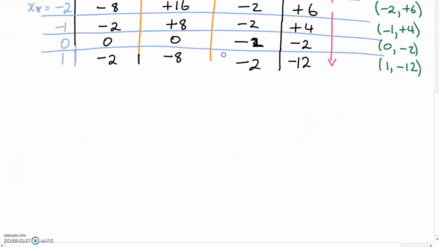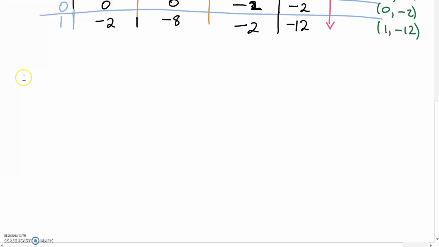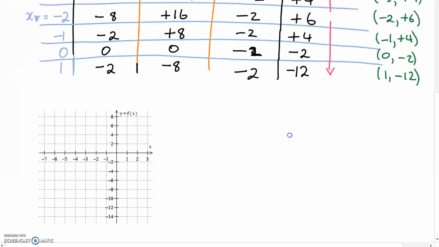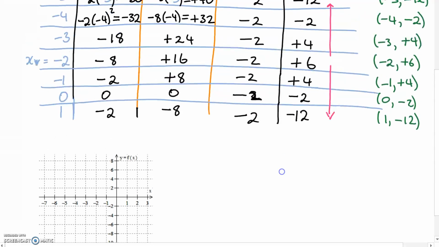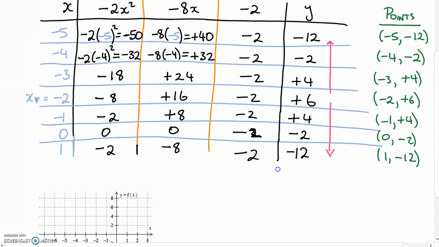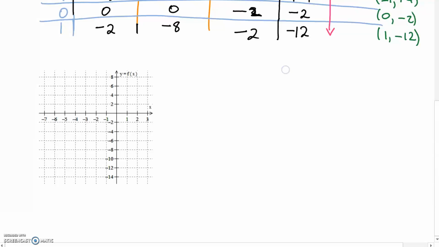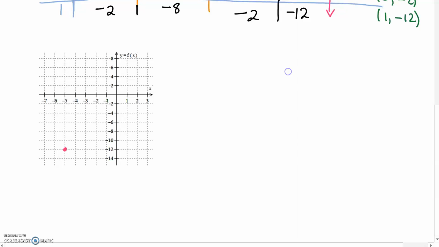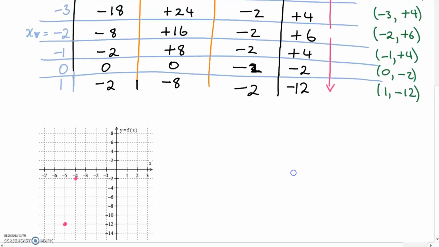Okay, so now let's draw our graph. And here's what we're going to use to draw it. And we'll put our points on. So the first point was negative 5, negative 12. So go over to negative 5 and down to negative 12. And here we go. There's the first point. And we had negative 4, negative 2. So over to negative 4, down to negative 2 is there.